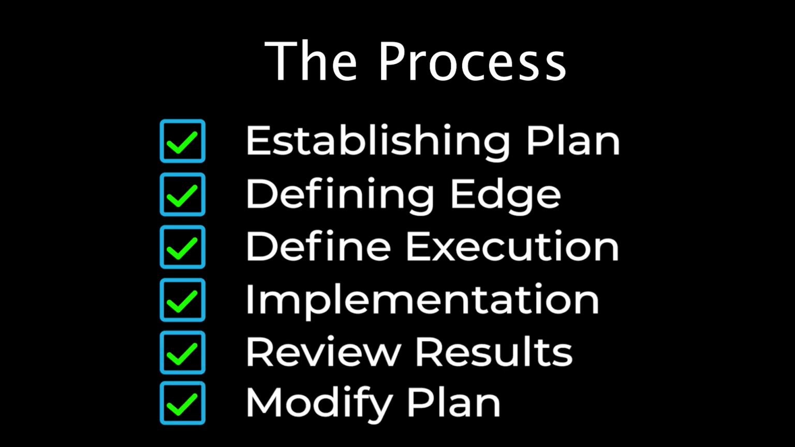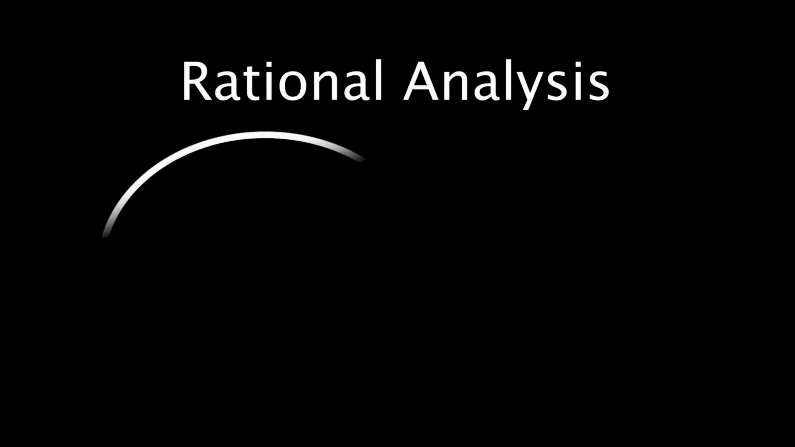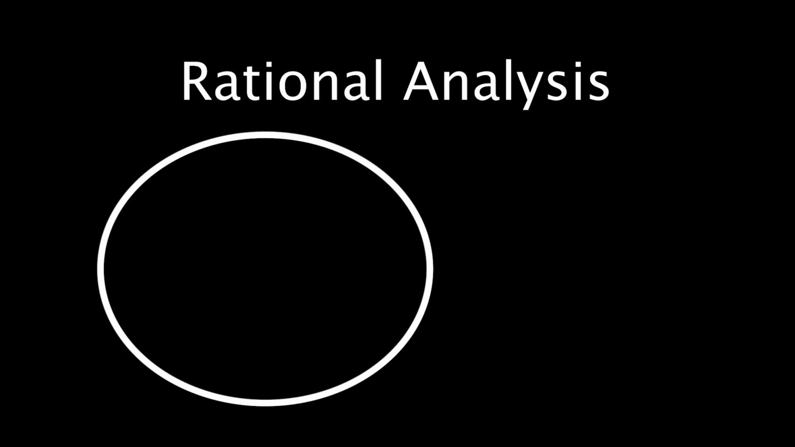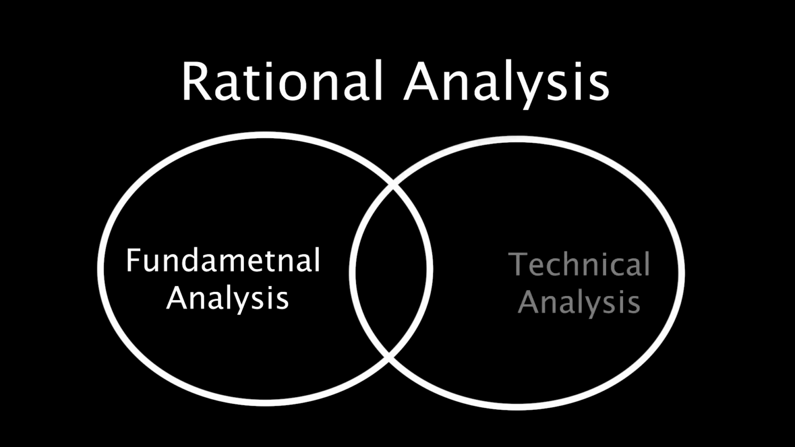Okay. So how TRI establishes an edge, how we teach you to do this, is through something we call rational analysis. So rational analysis is where we look for assets that are both fundamentally solid, and we'll talk more about what fundamental analysis looks like next week, things that are fundamentally solid and which have good technical indication. Okay, we want the intersection of those two things, the intersection of technical and fundamental analysis.